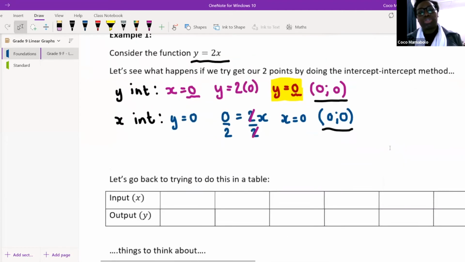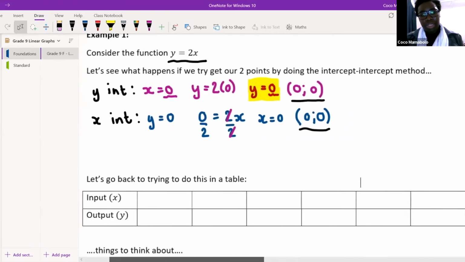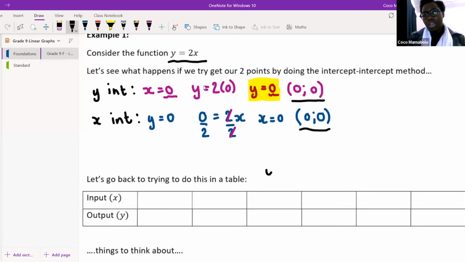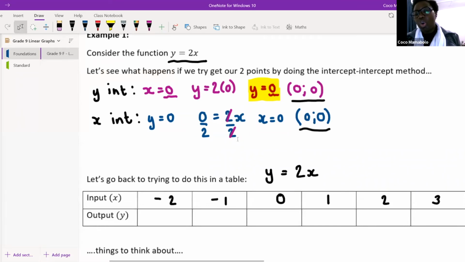So we're going to go back to trying to do the table method. Let's do it in the table method. So I want you guys to use this function that we have, y is equal to 2x. And we're going to do, okay, I want this point to be 0, and we're going to use the points 1, 2, and 3. And over here, we're going to have -1, -2. I'd like you guys to try or give me the coordinates or the outputs for these particular points.